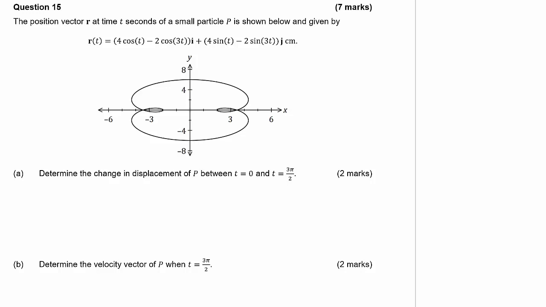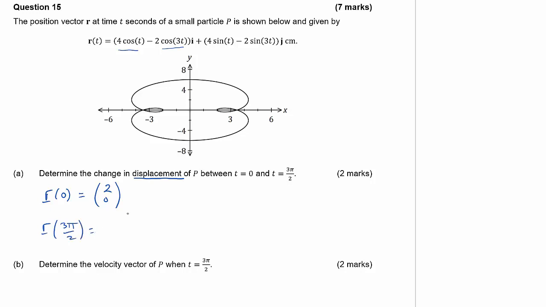The position vector r at time t seconds of a small particle p is shown below and given by this expression here. Determine the change in displacement, note that's displacement so that's a vector, between t is 0 and t is 3 pi by 2. So r of 0 is going to be 4 plus 2, so that's going to be 2, because cos of 0 is 1, and the sine of 0 is 0, so it's going to be (2, 0).